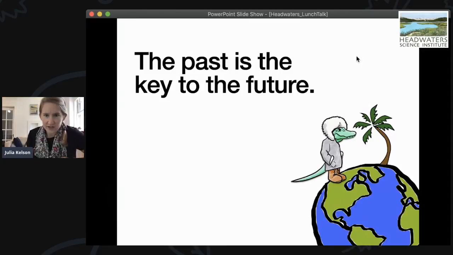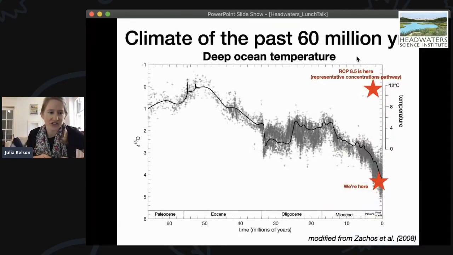And so here I'm showing you a figure of the current best understanding of climate of the deep ocean. I'm showing deep ocean temperature, but climate of the past 60 million years of Earth history. On the x-axis here is time in millions of years. So we're here at 0 million years. We're just this little blip.